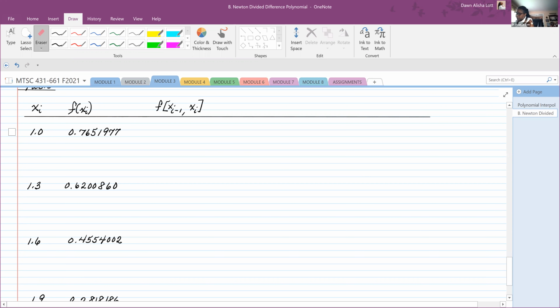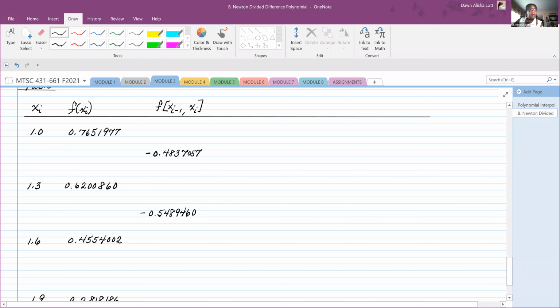So I'm going to take x1, f of x1 minus f of x0 over x1 minus x0. Therefore, I get here negative 0.4837057. Then I'm going to take f of x2 minus f of x1 over x2 minus x1, and I get negative 0.5489460.